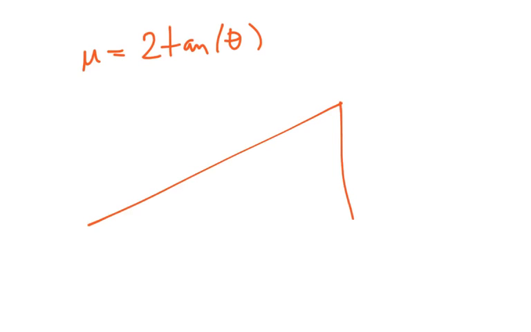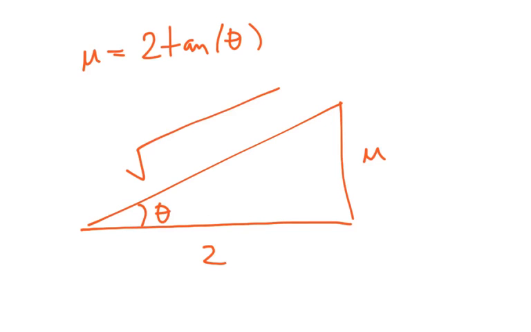So we are in the case where u is 2 tangent theta. Yeah? U is 2 tangent theta. So our triangle will have opposite is u, and adjacent is 2. And the hypotenuse would be the square root of 4 plus u squared. Right?